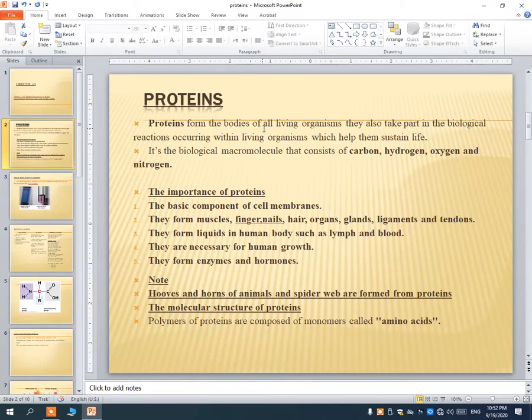Proteins are also biological macromolecules, and they contain carbon, hydrogen, and oxygen. Besides carbon, hydrogen, and oxygen, proteins have nitrogen. Okay, the importance of proteins.